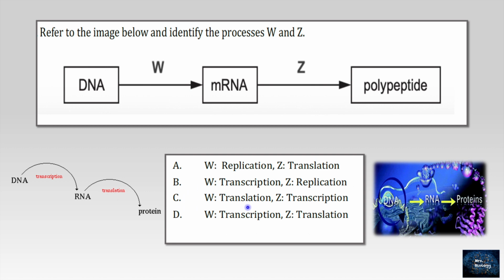C. W is translation. I will not continue. Z is translation, so I will cancel it. Let's go for D. W is transcription, and that's right. Z is translation. That's good. So the right choice here is D.